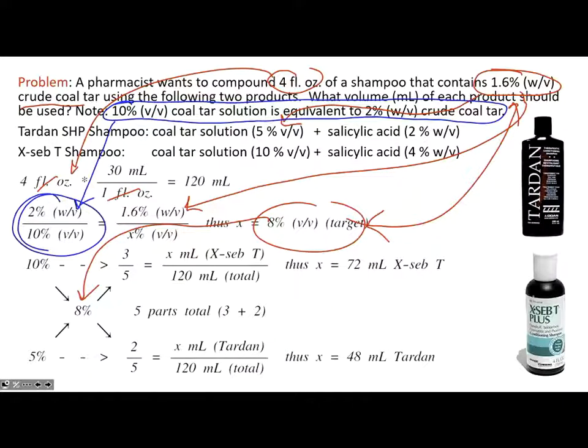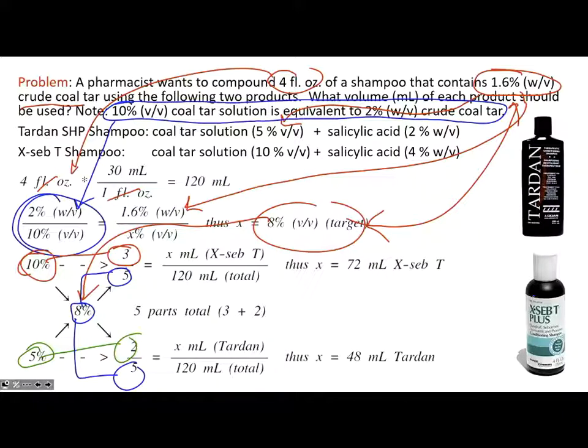Let's cross subtract. 10 minus 8 going down to the lower right is 2, and 8 minus 5 going up to the right is 3. So let me try to go back to my little color scheme here. So of the 10%, I have 3 parts. Of the 5%, I have 2 parts. And of the total in the end, when I'm all done, that's going to be 8%. That's where the 5 parts come from. Okay. Same kind of setup we've done before.